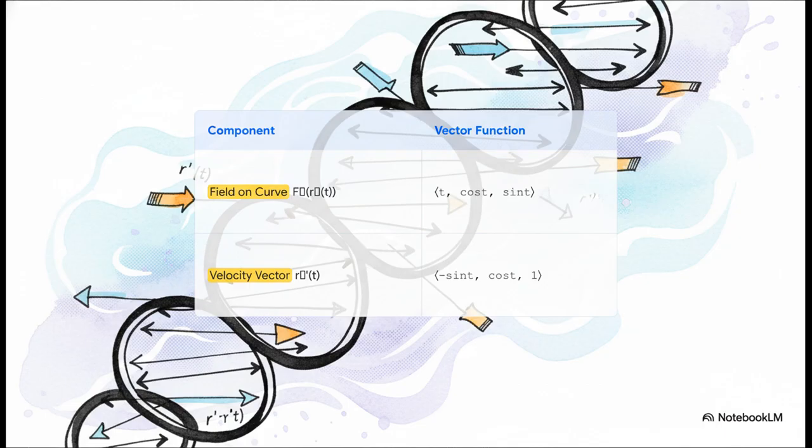For step 2, we find the velocity by taking the derivative of r of t, which you can see right there. Now for step 3, and this part is absolutely crucial. We evaluate the force field F on the path. Since F is z, x, y, and our path's coordinates are cos t, sin t, t, we just plug them in. So z becomes t, x becomes cosine t, and y becomes sine t. And there you have it, our two key vectors all set up.